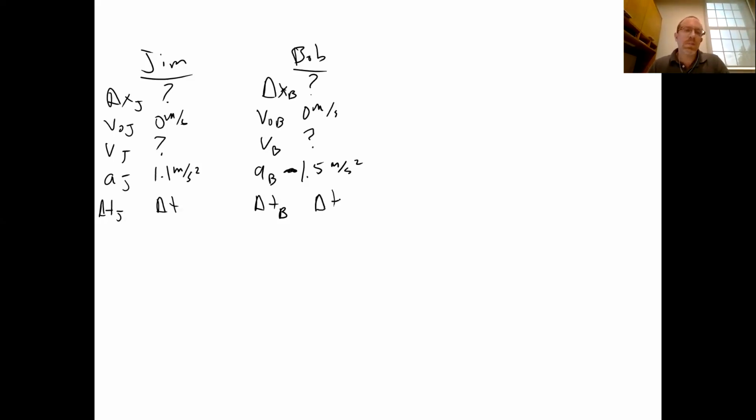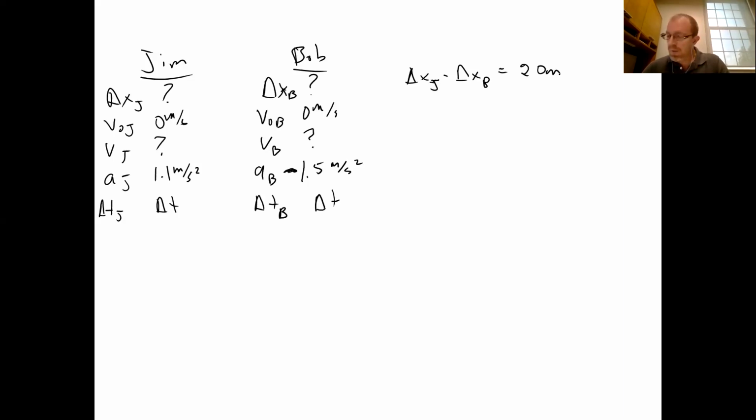Now let's see. I would like to know the displacement. I know that I've got that relationship that I wrote on the last slide, that delta xj minus delta xb is equal to 20 meters. And then I can start thinking through my kinematic equations and think about which one might be the most helpful. Well, let's see. There's one that goes delta x is equal to v naught delta t plus 1/2 a delta t squared.